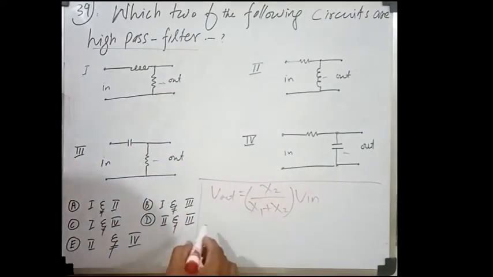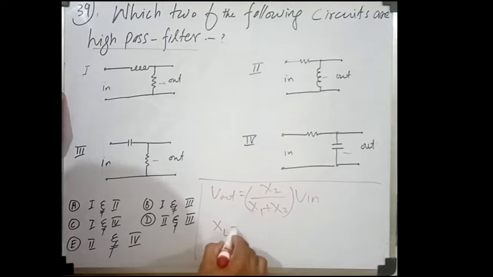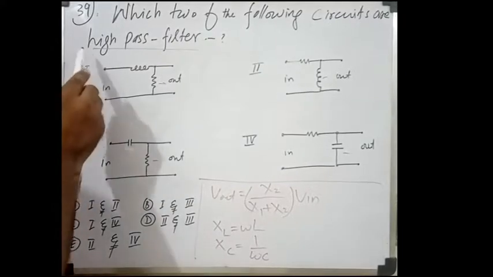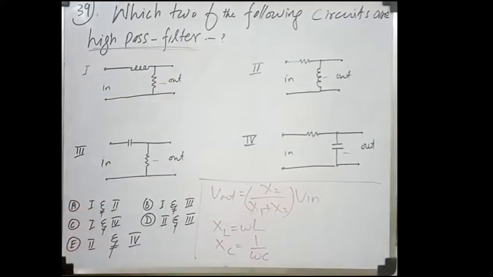And second, inductive reactance is equal to omega L, and capacitive reactance is equal to 1 over omega C. We will use these 3 formulas to find out which ones are high pass filters. High pass filters are those which pass high frequency and stop low frequency voltage. A high pass filter will always pass high frequency voltage and stop low frequency voltage.